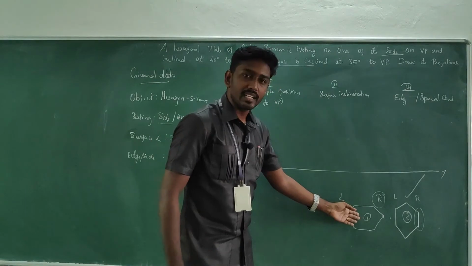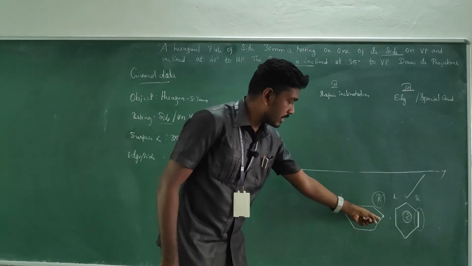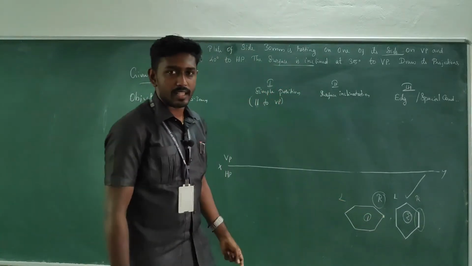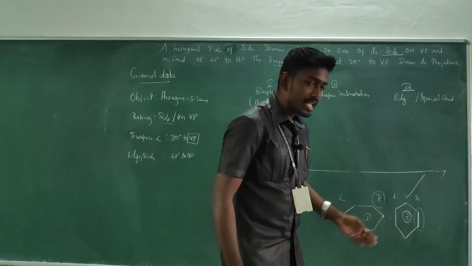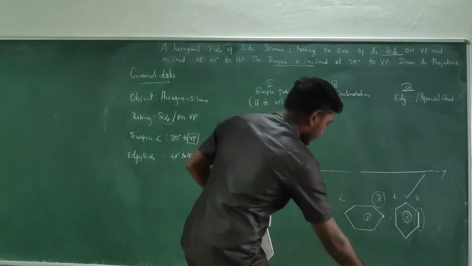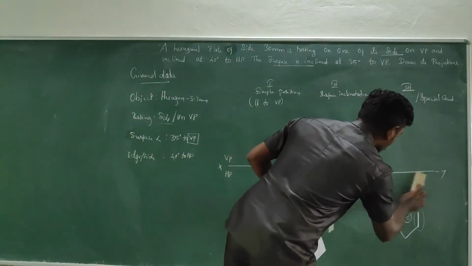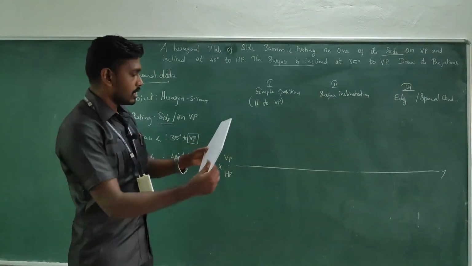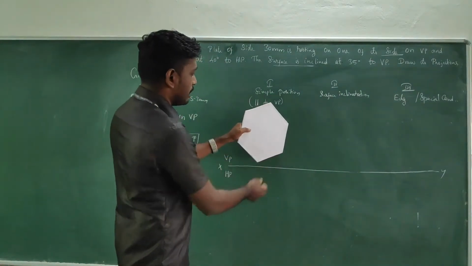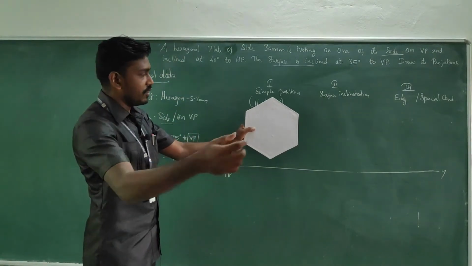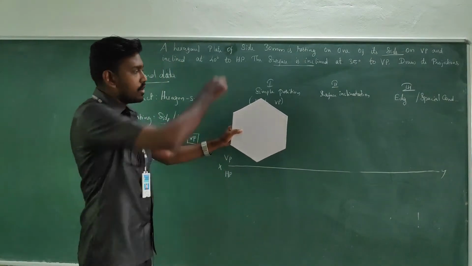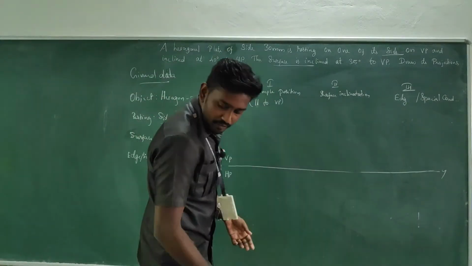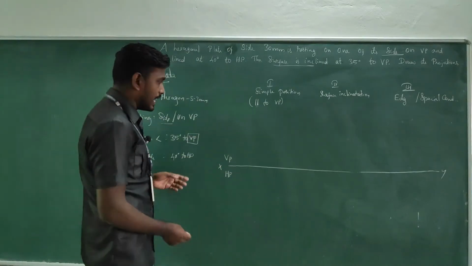If the object is resting with the corner, the first condition is right. Now we are following the second condition. We know since it is parallel to VP, in the front view we can get the true shape of the object. From the top view we can get just a line. So in the front view we are going to draw the true shape.